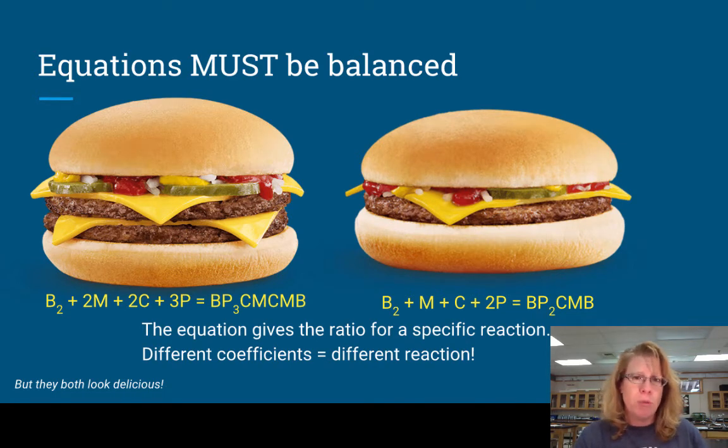If you take a look at these two burgers side by side, they're definitely not the same burger. They have the exact same ingredients, but the one on the right is the basic single burger, and the one on the left is the burger that we're trying to construct. So they have different balanced equations, and it's important to do this because this gives us the ratio, this gives us the actual products that we want to create. And if we want to make BP3CMCMB, a double cheeseburger, we have to have all of those ingredients represented accurately in our reactant. So make sure that you're balancing your equations. Again, the coefficients give us the reaction that we're talking about, not just the names of the products in the reactant. So don't forget to balance your equations.